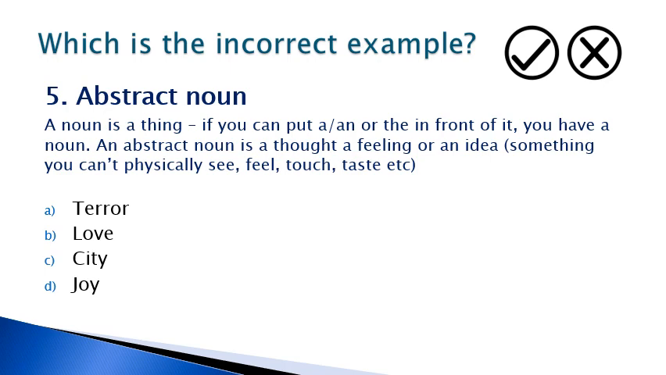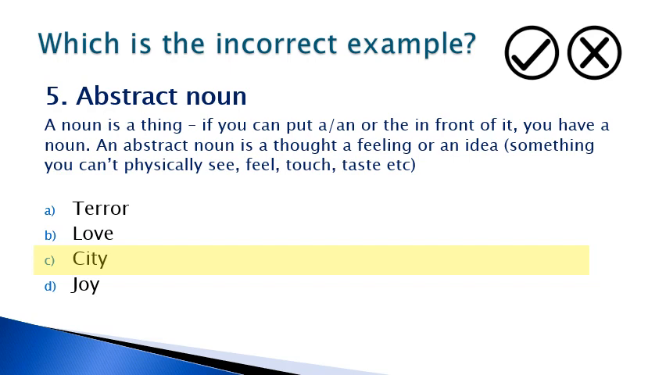But which one is a thing that you can physically see, or touch, or taste, or hear? And the one that is not an abstract noun, therefore, is city. Because city isn't an abstract feeling or idea. It's something that you can physically see in front of you. You can see a city, you can hear it.